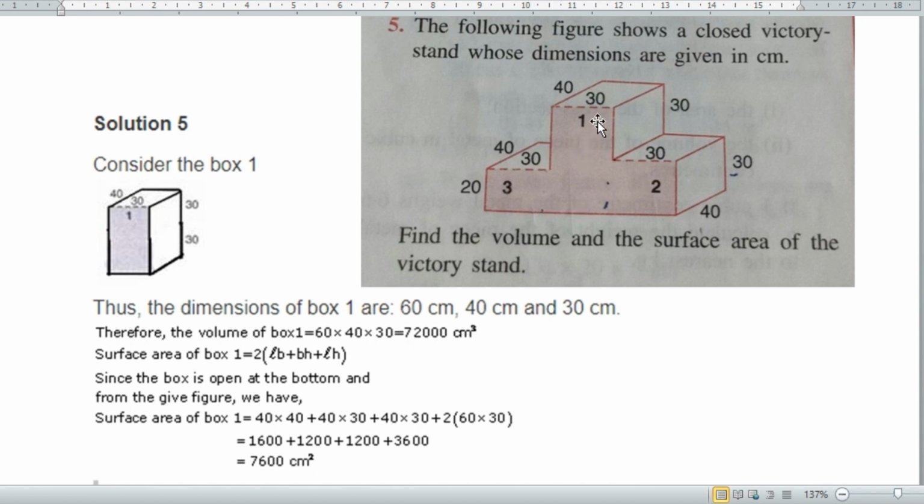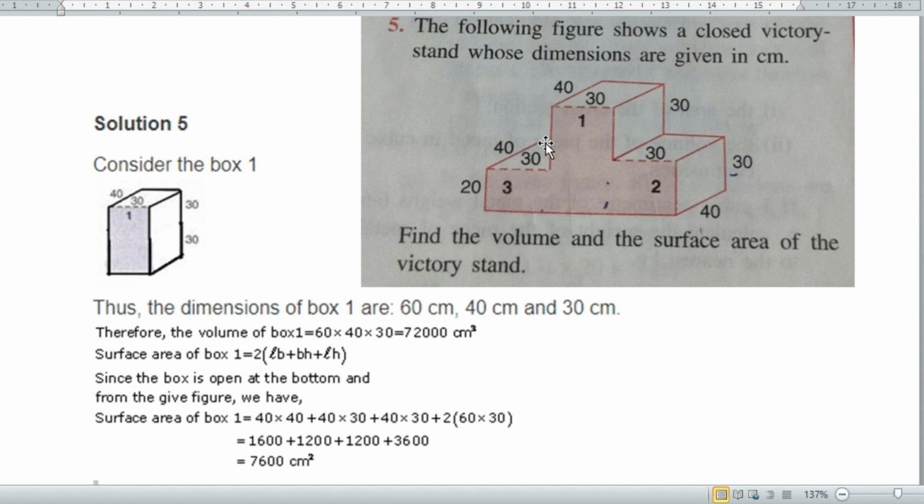Surface area of stage 1. First, the top: surface area of top is 40 into 30. Then the right side, length is 40 and breadth is 30, so this is also 40 into 30. So 2 times 40 into 30.